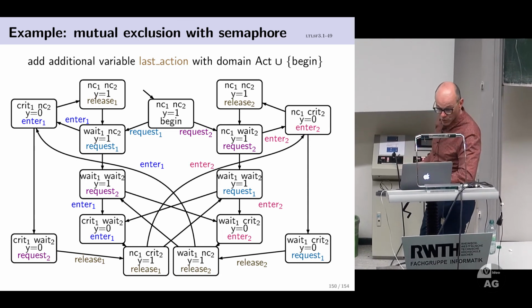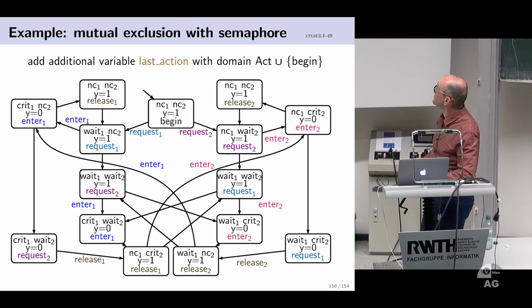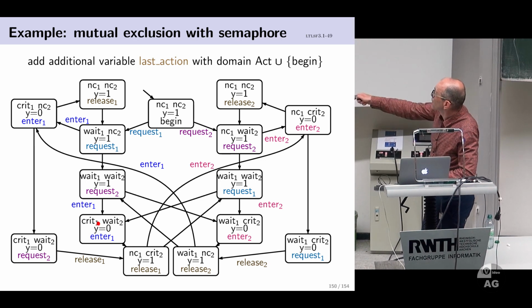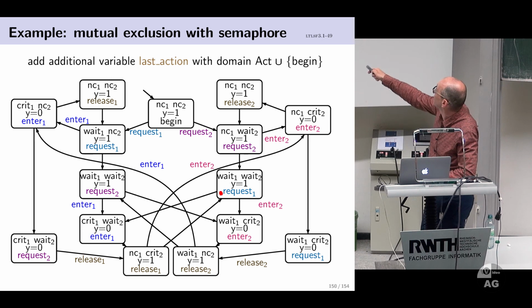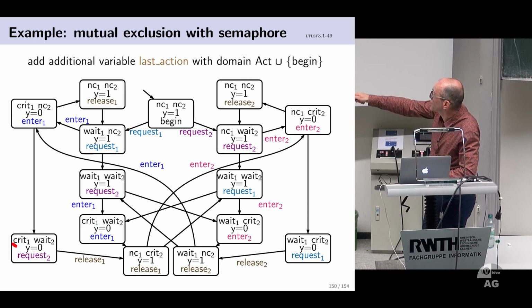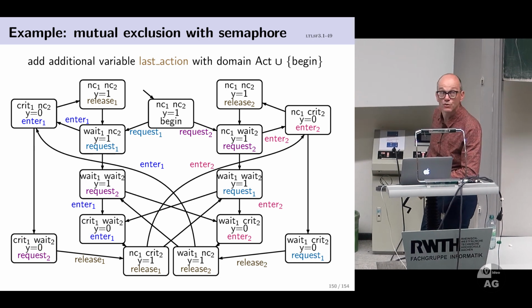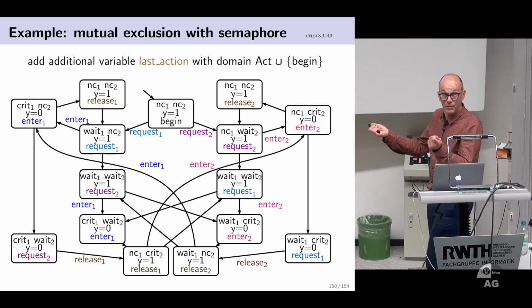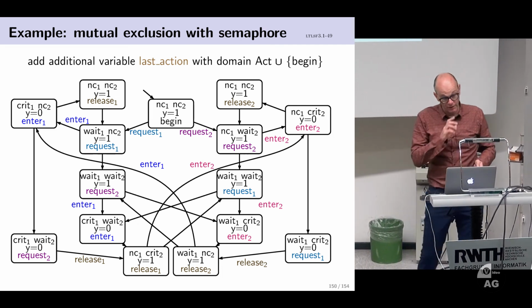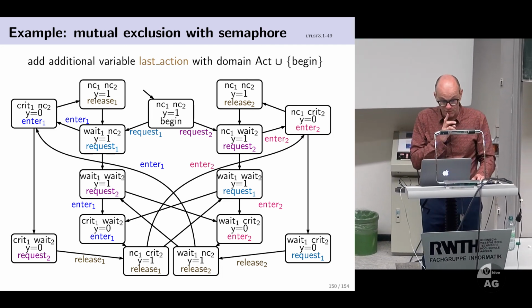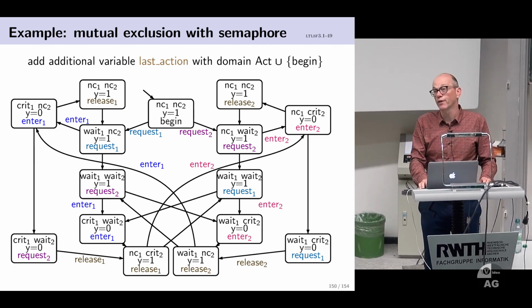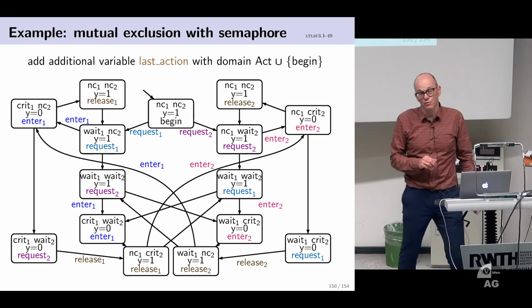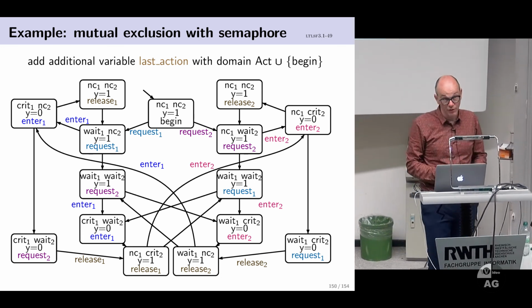And now you see that I had to copy those states. That was the remark that was mentioned before. Here was the crit 1 wait 2 that I can reach either via enter 1 from this state or via that state, or I can reach the same state, crit 1 wait 2 y equals 0, by means of a request 2. So I basically copy the states if you are able to reach them by several actions. And now you can express the fairness assumptions that we have all seen before in previous lectures on the mutual exclusion algorithm, also in terms of LTL.